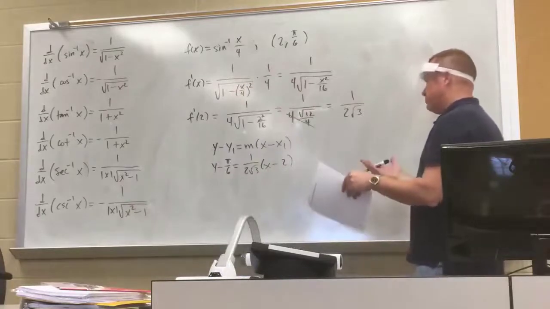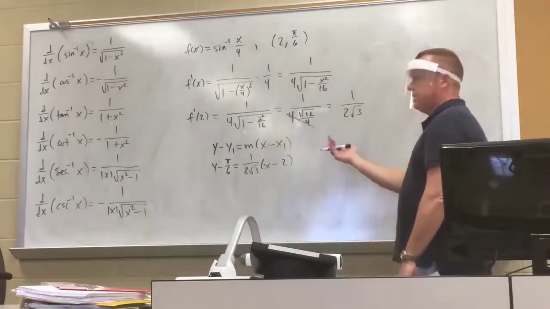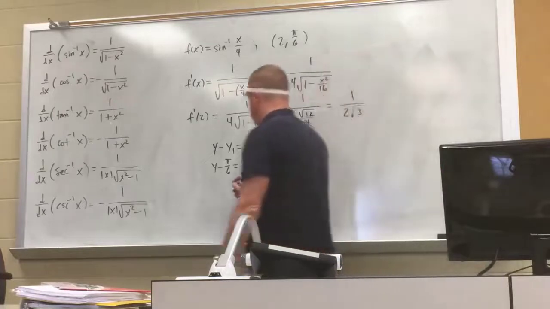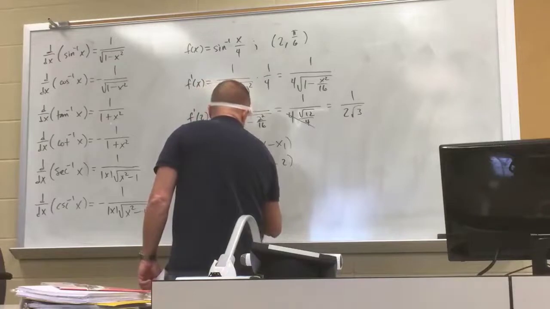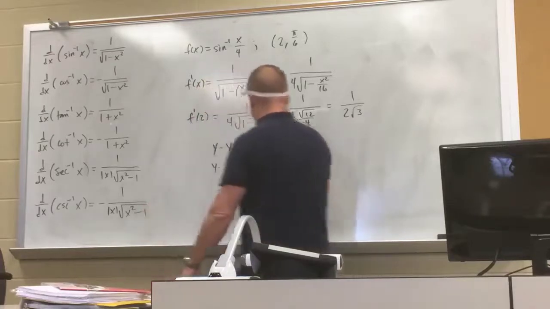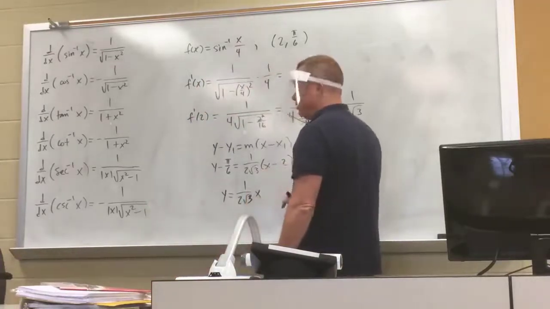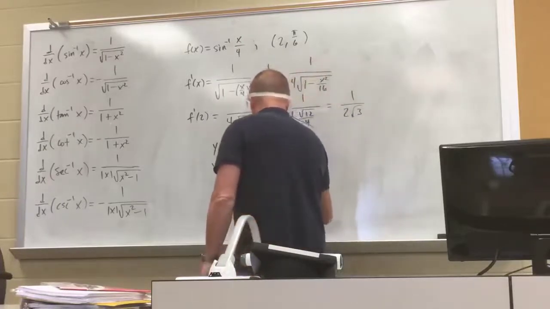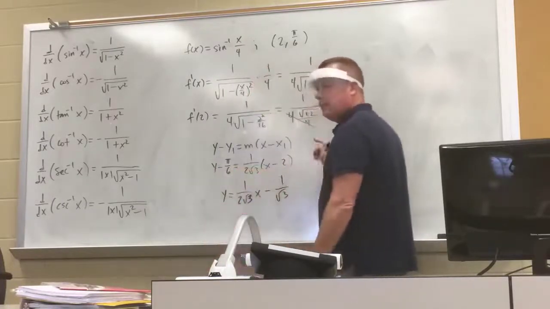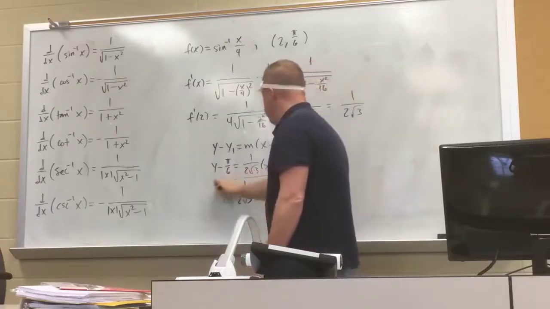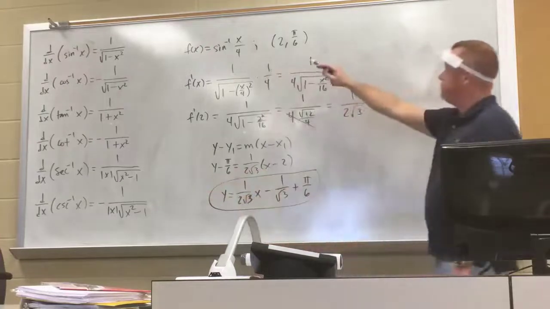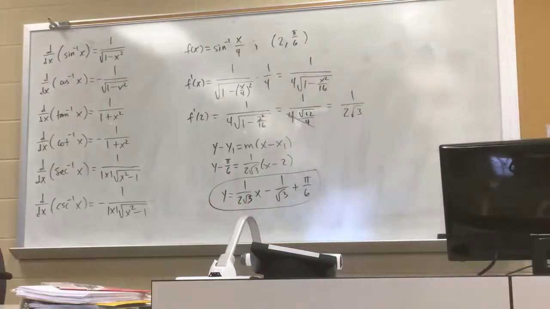Okay. That's probably fine. You could distribute that, kind of get it more of a slope-intercept type form. You would just have y equals 1 over 2 root 3 x. And then 1 over 2 root 3 times negative 2 is negative 1 over root 3. And then add the pi over 6 to both sides. That would be the equation of the tangent line of that function at that point. Any questions? That is inverse trig functions. Good.